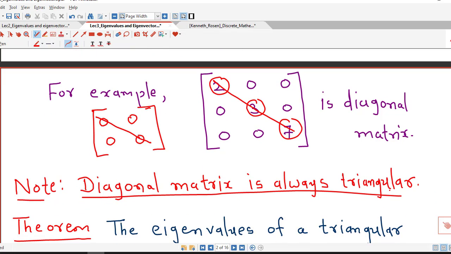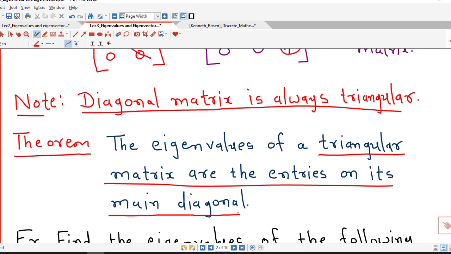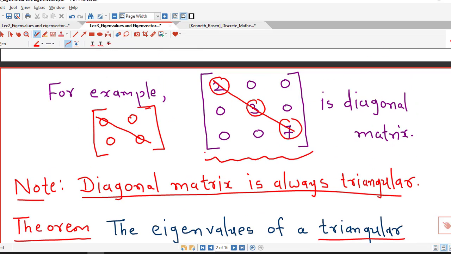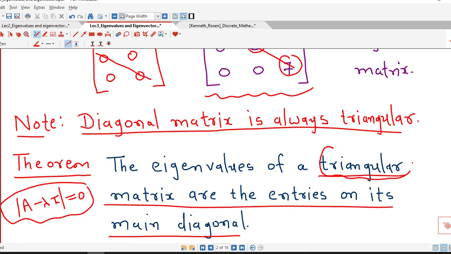Now we are interested in the eigenvalues of a triangular matrix. So the eigenvalues of a triangular matrix are the entries on its main diagonal. This is true for any triangular matrix. If we have a triangular matrix, then its eigenvalues are nothing but the entries on the main diagonal. For example, this is a triangular matrix, therefore here 2, 3, 7 are eigenvalues of this matrix. So if our matrix is triangular, we can directly write down its eigenvalues without solving its characteristic equation. We don't have to go for solving the characteristic equation if our matrix is a triangular matrix.